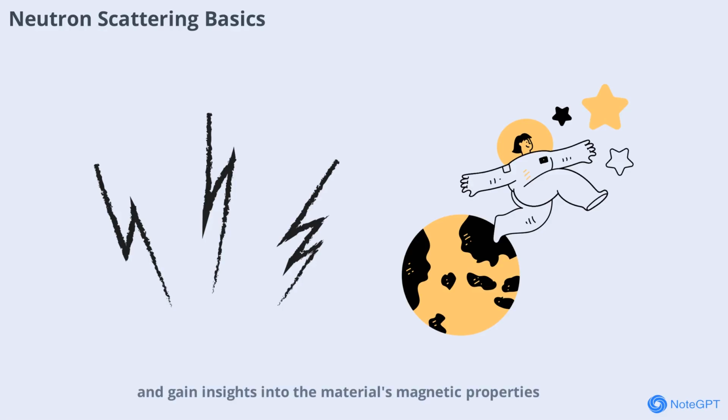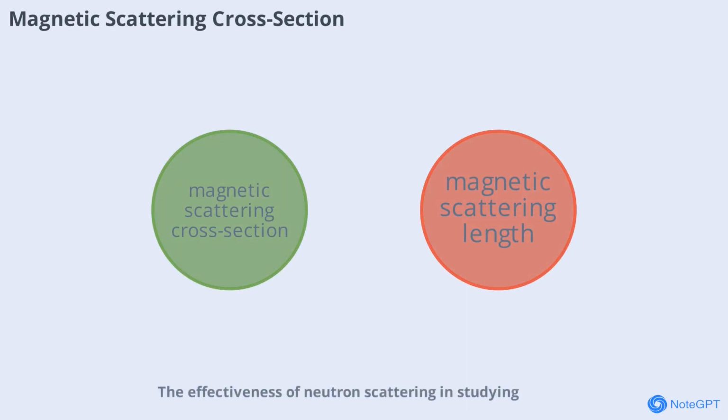The effectiveness of neutron scattering in studying magnetism is quantified by the magnetic scattering cross-section. This value is proportional to the square of the magnetic scattering length. Denoted as P, the cross-section provides a measure of how strongly neutrons interact with the magnetic structure of a material. Understanding this relationship is key to interpreting neutron scattering experiments and extracting meaningful data about magnetic order.